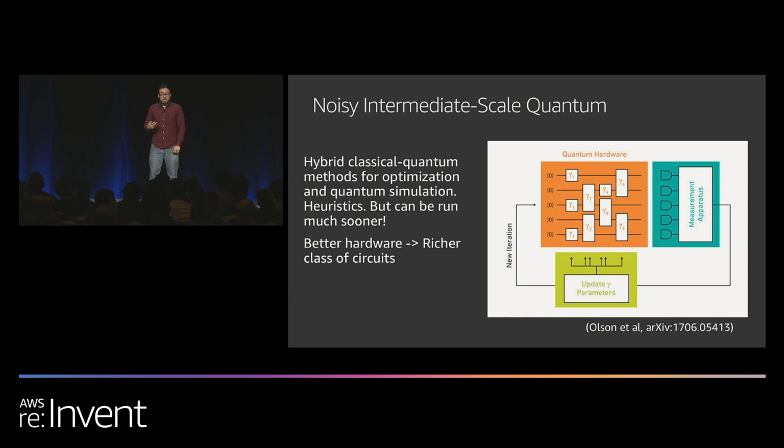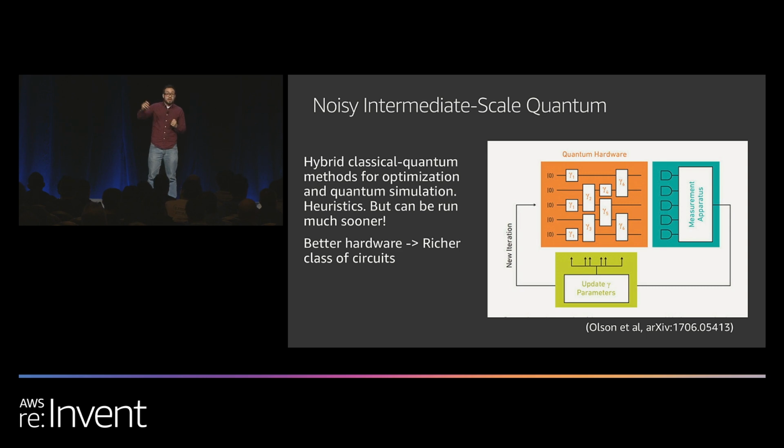So in the near term, instead of trying to run Shor's algorithm for factoring or trying to do one of these big applications for the future, we do not have the budget for them yet, but we can start early explorations, more in a heuristic way. So we would like to use hybrid classical quantum methods for optimization and quantum simulation. They are heuristics. We do not know if they will work, but we can try nonetheless. But they can be run right now or in a few years once we have slightly better hardware.